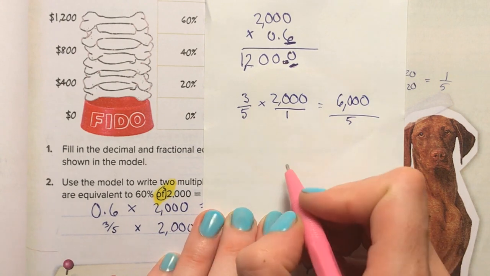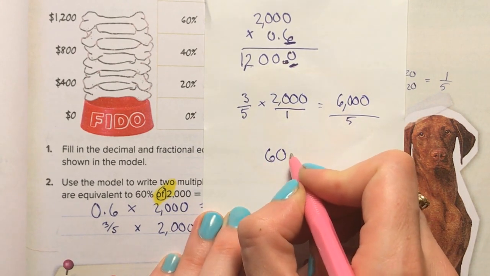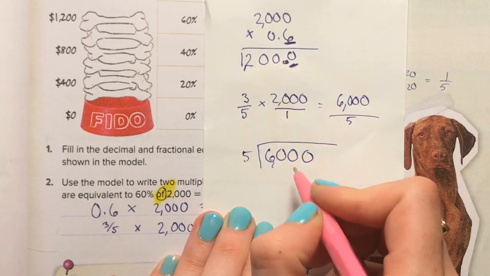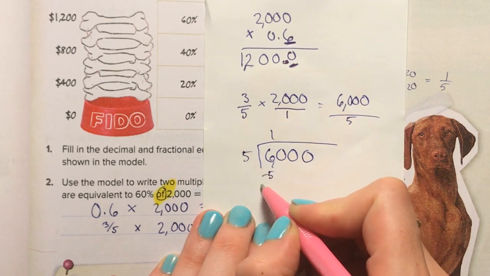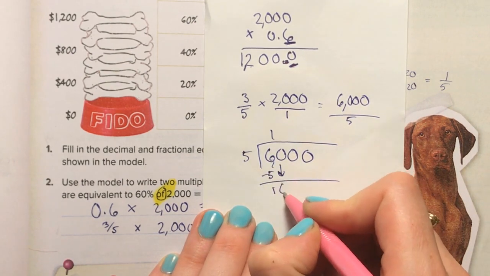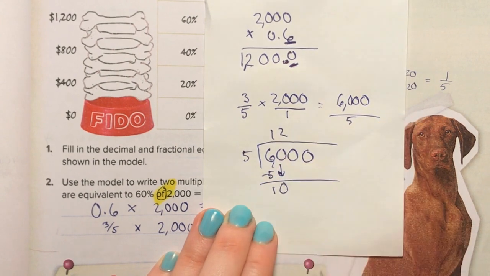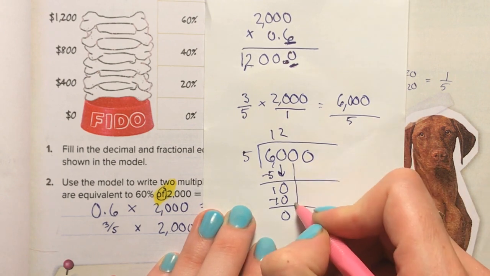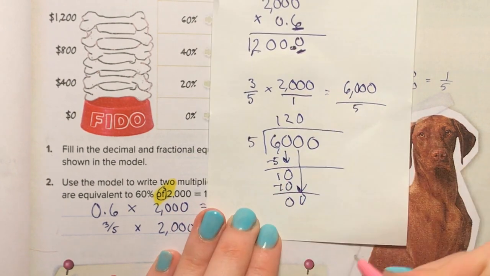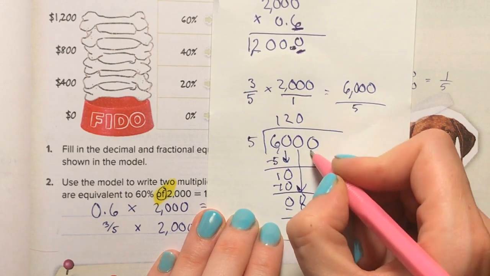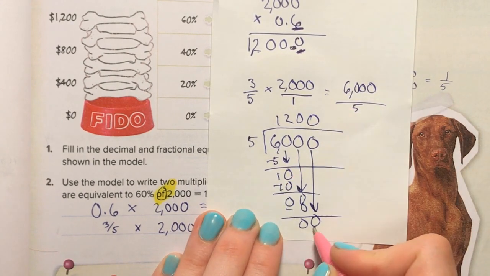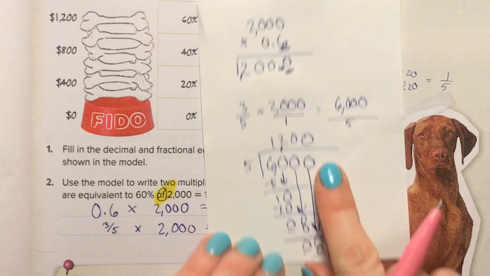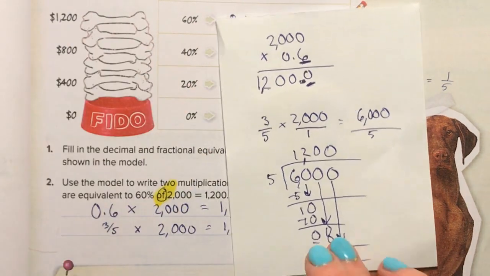And now we just have to divide. Well, 6,000, sorry, not 60,000, divided by 5. Goes in one time. Then 0, 2, and then of course that makes 10, which makes 0, 0, 0, 0. 1,200. So we can see multiplying as a decimal or as a fraction, they both work.